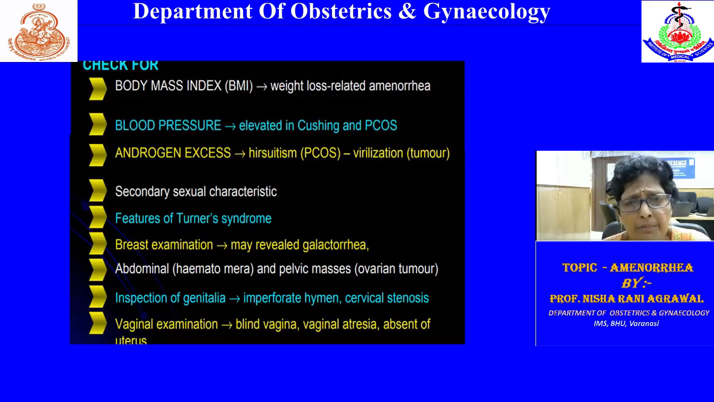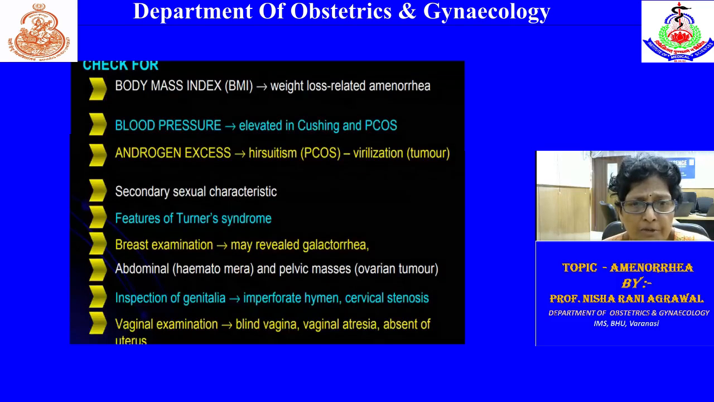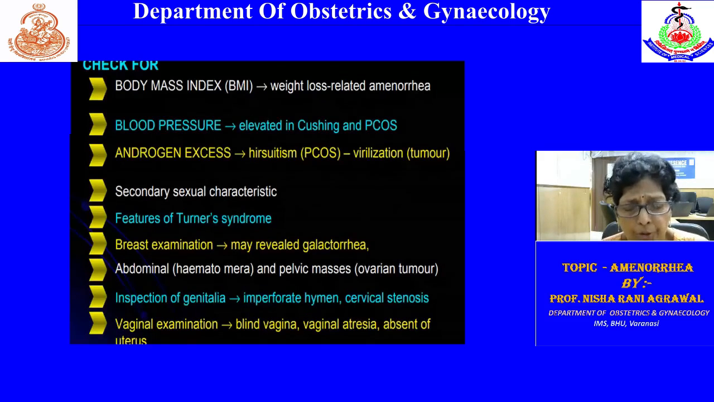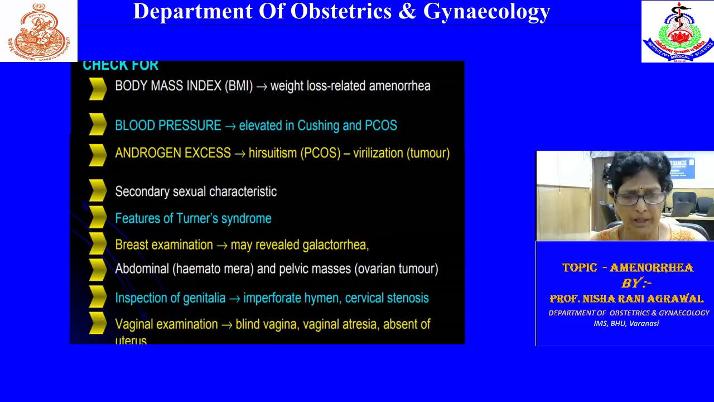Blood pressure may be elevated in Cushing syndrome and may be elevated in PCOS. Androgen excess, hirsutism or virilization. In PCOS, hirsutism is present. In androgen producing tumors, virilization may be present. Then look for the secondary sexual characters, for the features of Turner syndrome. Breast examination may reveal galactorrhea. Galactorrhea is important because hyperprolactinemia can lead to amenorrhea.